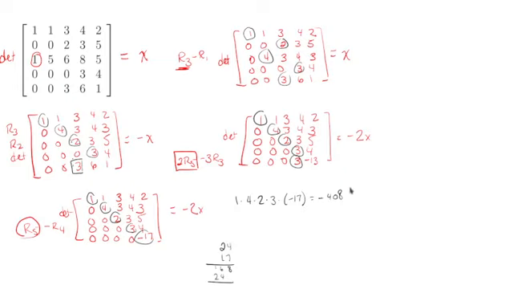We're not done yet, though, because that is an x. That equals negative 2x. And so we have negative 408 equals negative 2x. And so if we divide both sides by negative 2, then we get x is equal to positive 204. And that's the determinant of the original matrix, not the one that we ended up with.